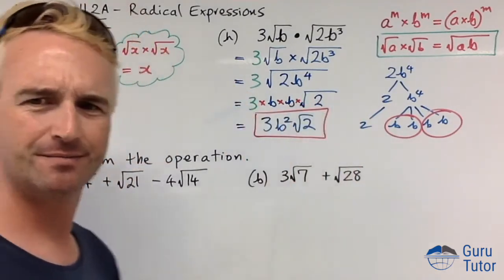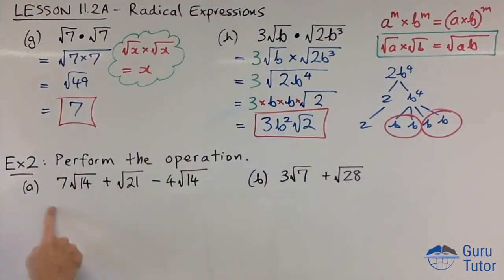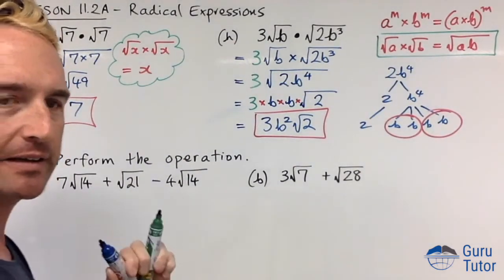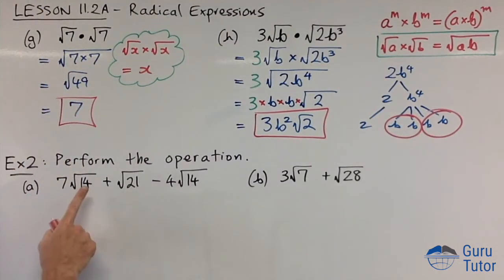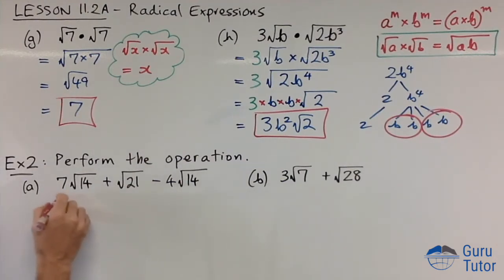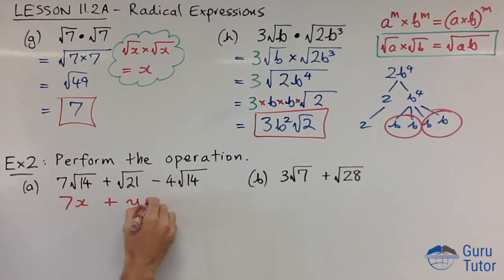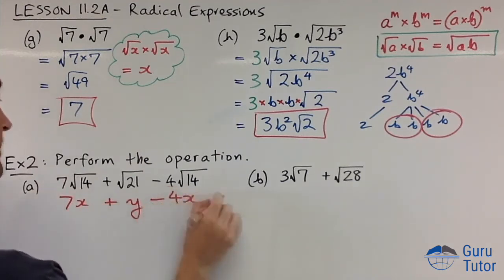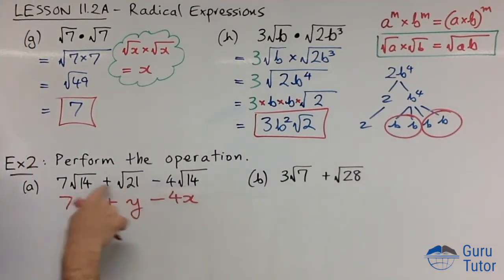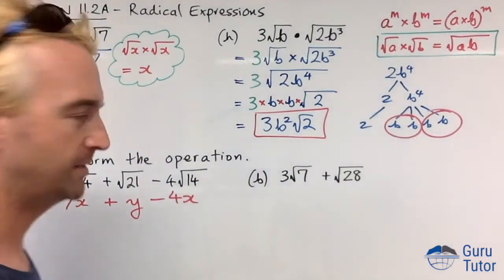How are we going with this? Got the hang of it? Perform the operation. So we're just going to add some radicals here or subtract. How are we going to do this? Well, this is kind of algebraic. We only collect the like terms. So what have we got here? We've got root 14, root 21, root 14. Just bear with me, does this remind you of something in algebra? 7x plus y minus 4x. Does that look familiar? Because you've got root 14 appearing here and here. So they're like terms.